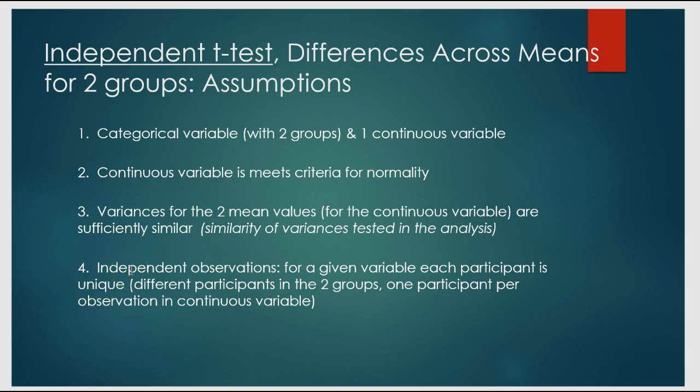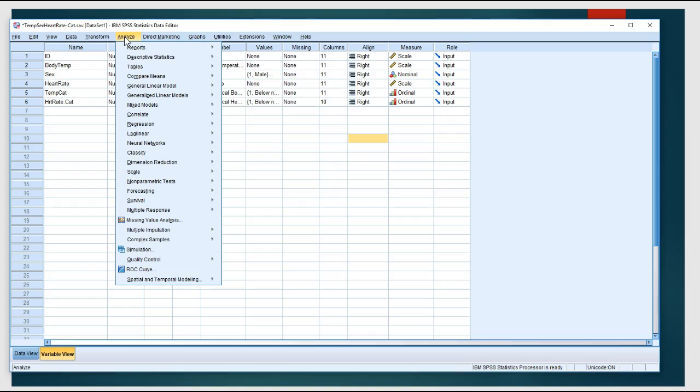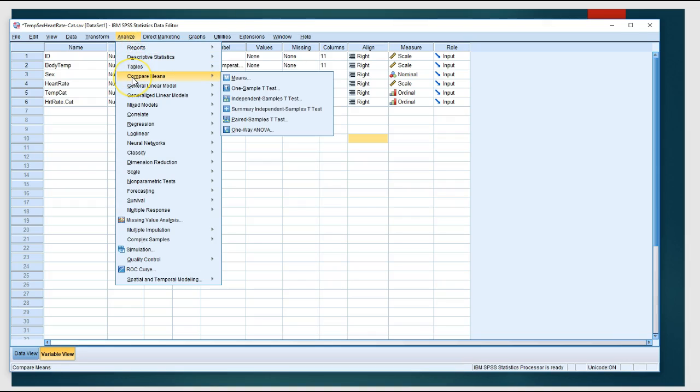And then finally, that you have independent observations for each of the variables that you're using. So different participants in these two groups. The same person can't be in both groups, and one participant for observation in the continuous variables. So let's go into our data set for sex, temperature, and heart rate and do an independent t-test. So what we're doing is comparing means.